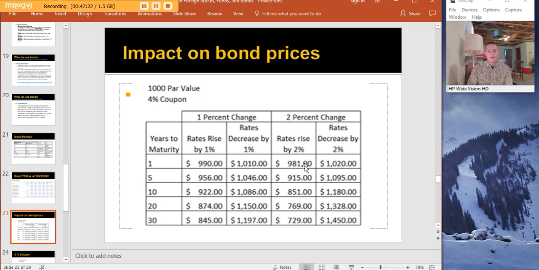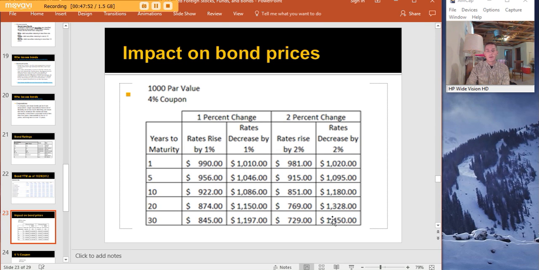Now, a 2% increase in the Fed funds rate, it rose by 2%. So instead of the 3.5% or so that it is today, it went up to 5.5%. We can see that the $1,000 bond that you paid for, the price would only be $981. And if it had a 30-year maturity, you could only get $729.